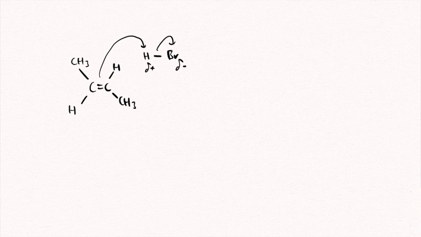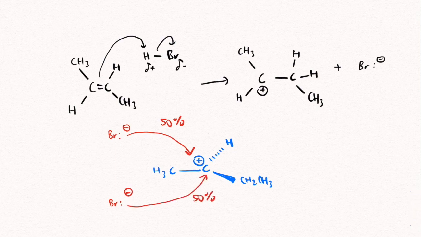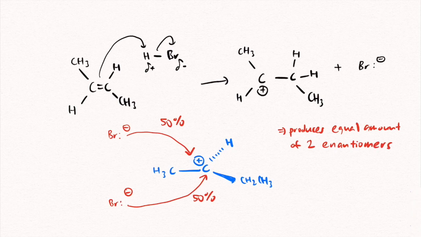When we add HBr to butene, we get this carbocation, which has three different groups attached to the electron-deficient carbon. Probability-wise, the nucleophile has a 50% probability to attack from the top and a 50% probability to attack from the bottom. In each case, a different enantiomer of the product will be formed. Hence, as this produces an equal amount of two enantiomers, it will give us a racemic mixture.